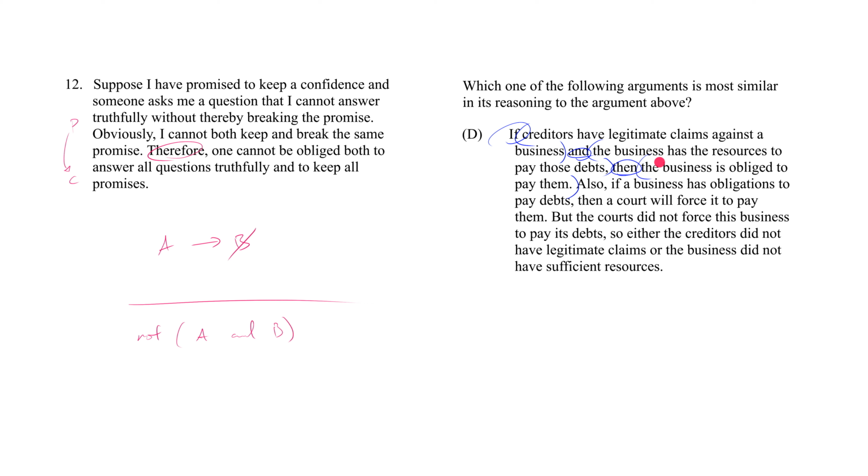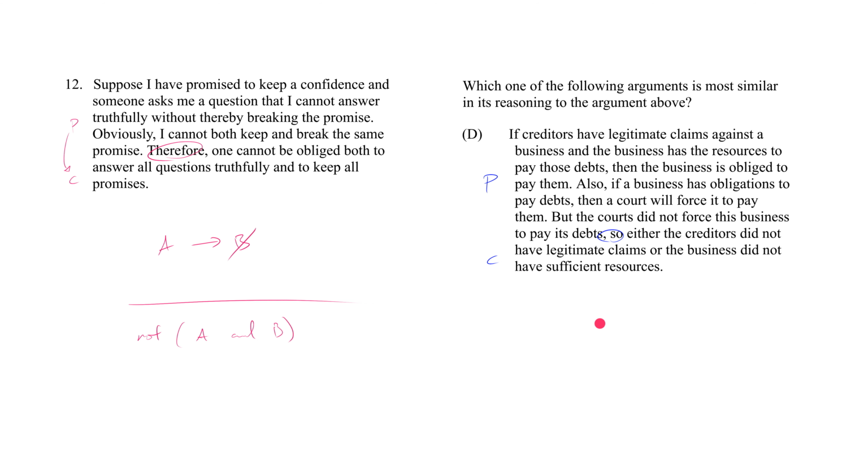From just this reading, this first premise, I already get the sense that D is not right, because in our original stimulus, we didn't have this conjunctive sufficient condition leading to some necessary condition. If the clock is ticking, I would already feel like D is not worth any more investment of time. But let's keep reading here. If a business has an obligation to pay those debts, then a court will force it to pay them. But the court didn't enforce it, so either the creditor did not have legitimate claims or the business did not have sufficient resources. So here's the conclusion.